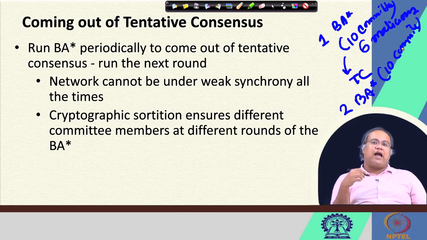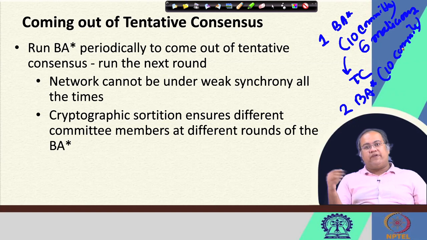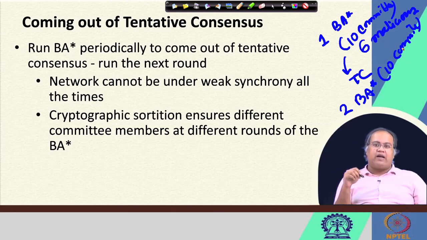So, until you get a final consensus, you keep on running this cryptographic sortition in each round, and whenever you run cryptographic sortition in a different round, it selects different committee members through this verifiable random function, and eventually you will have a committee which will help you reach the final consensus, and that is the kind of magic which is being done in Algorand. So, Algorand basically ensures that, by repeated execution of the Byzantine agreement protocol on top of a randomly selected committee, we can reach a final consensus.